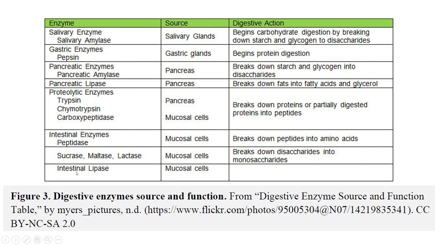Intestinal lipase, again from the name itself, will be breaking down fats into fatty acids and glycerol. And those are some examples of enzymes in our digestive system that are very important to break down and digest different important molecules to produce energy.